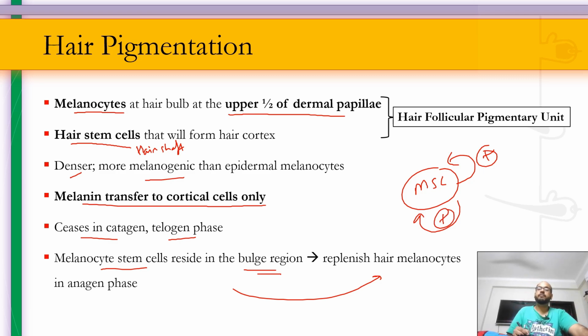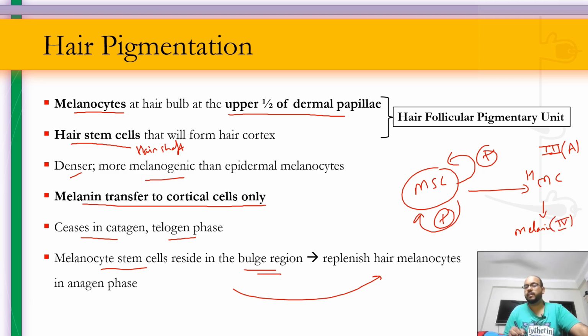When the follicle will enter anagen phase stage 3, these MSCs will become melanocytes of the hair follicle, or hair melanocytes. And in stage 4 of the anagen phase, they will start to form color or melanin. Clear? So this is stage 3 of anagen and this is stage 4 of anagen. Clear? Let's move forward.